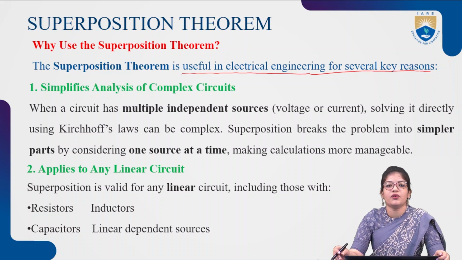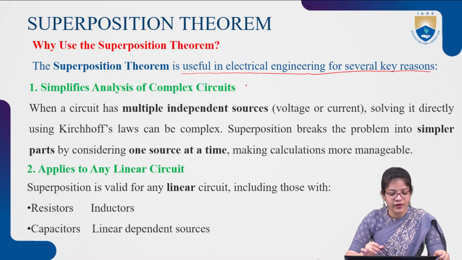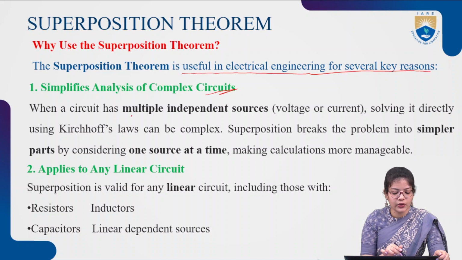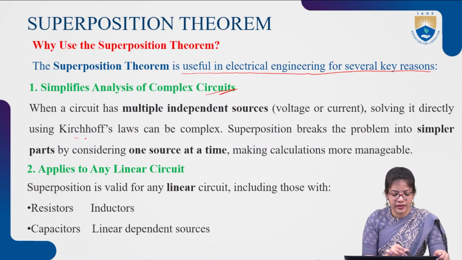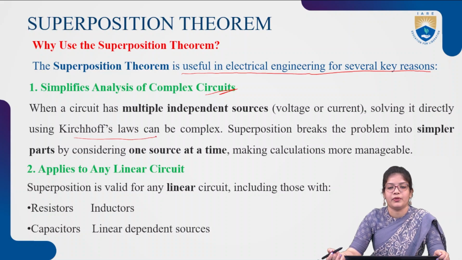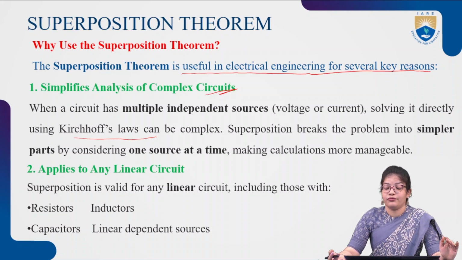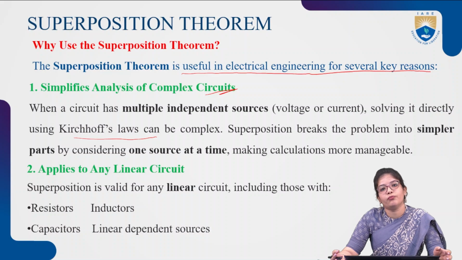Coming to the first point, it simplifies the analysis of complex circuits. When a circuit has multiple independent sources, like voltage or current sources, solving it directly by using Kirchhoff's laws can be complex. If a circuit consists of many independent sources, using Kirchhoff's laws like KCL or KVL will make the circuit complex to solve.